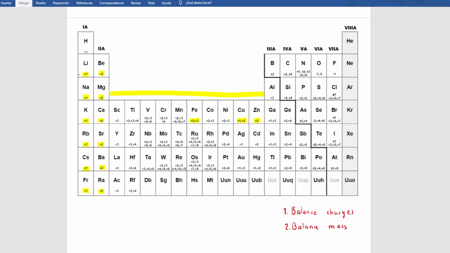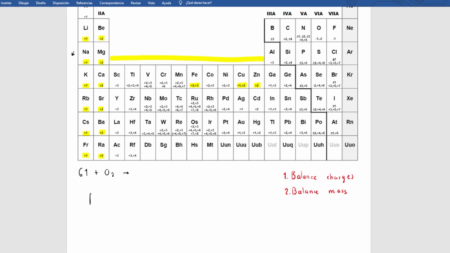Now, let's think what happens when we make react a group 1 metal with oxygen. And what is the product? Let's start with sodium. Sodium reacts with oxygen to produce something. We know that when we mix a metal with oxygen, we will have a basic oxide. Now, the oxides have this structure: metal followed by the oxygen. Now, there's something missing here.